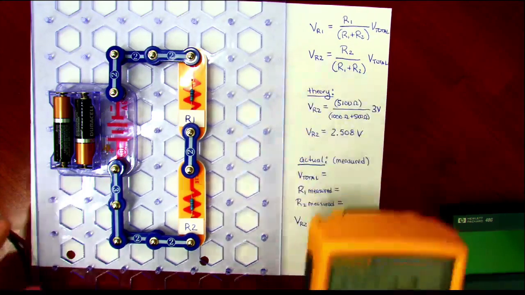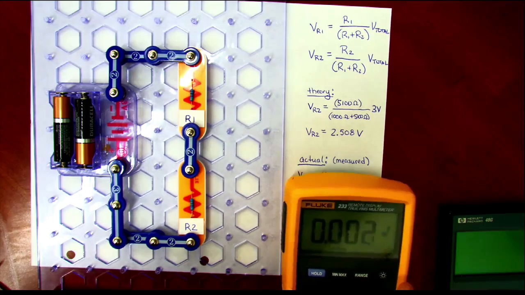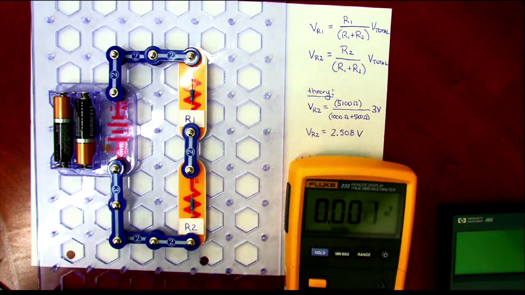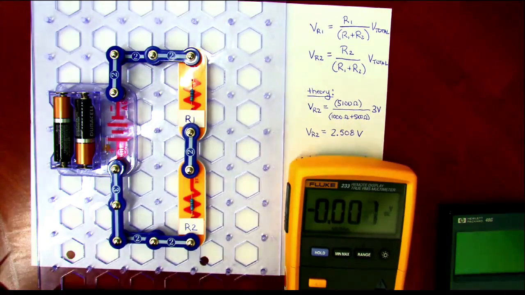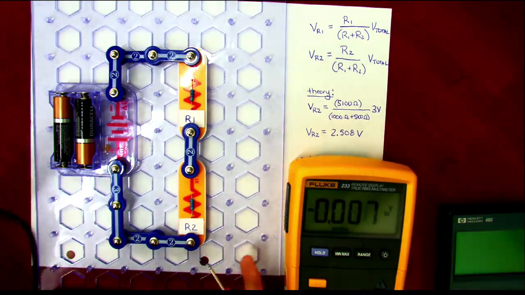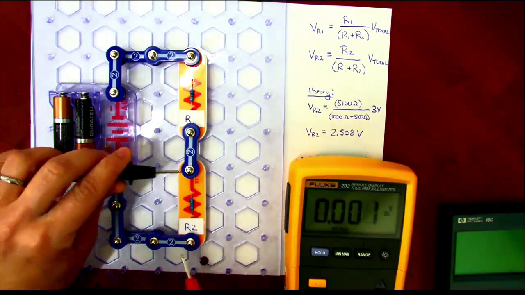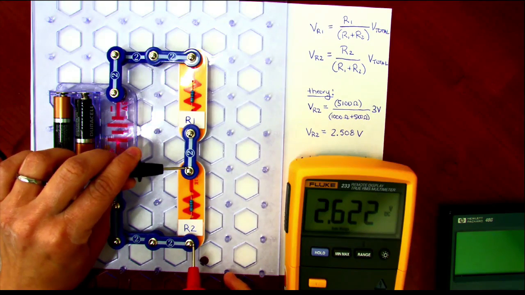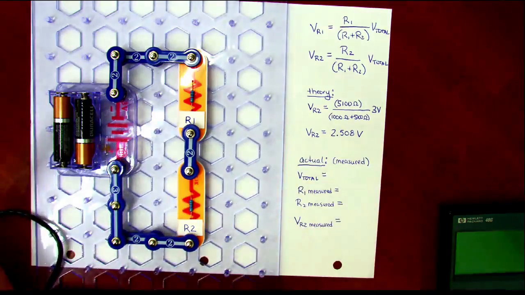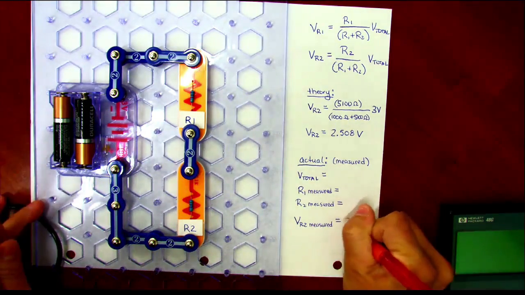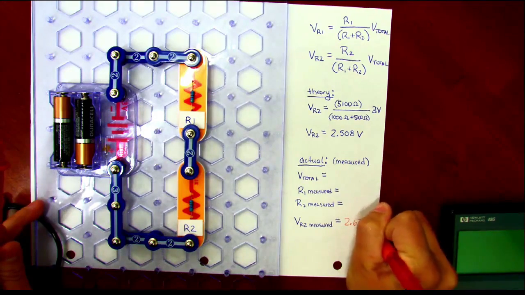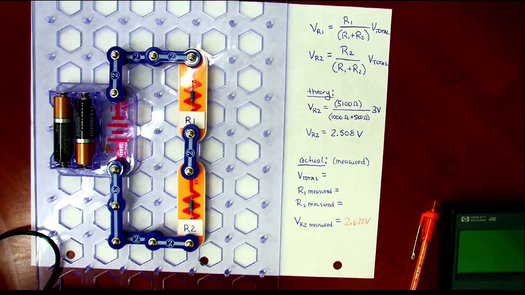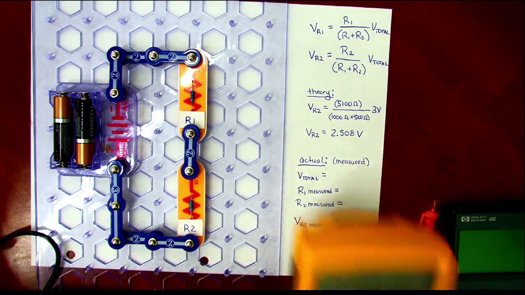So in theory, what did we calculate? Our voltage drop across R2 would be 2.508 volts. So this is R2. Let's see what we have here. I have 2.622 volts, so we're close. There could be a couple reasons why it's not exactly that 2.508.